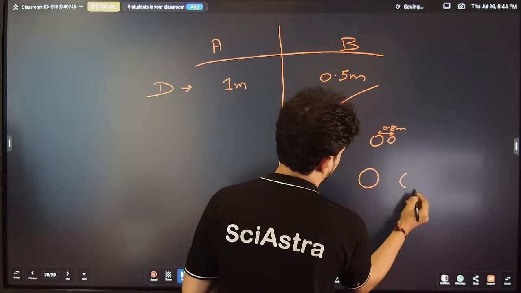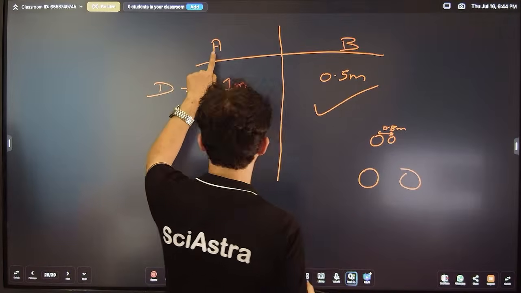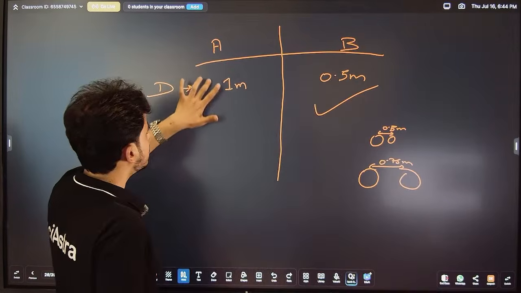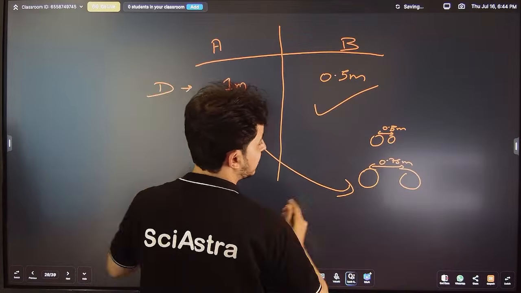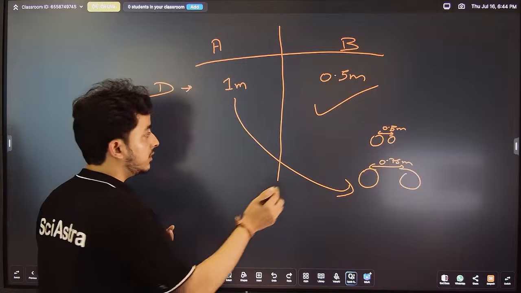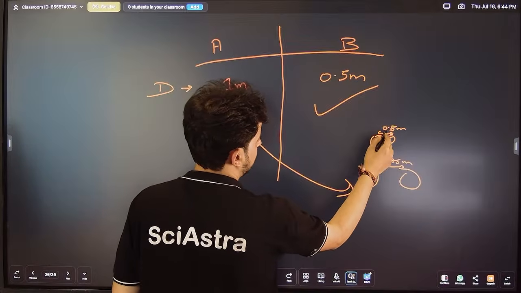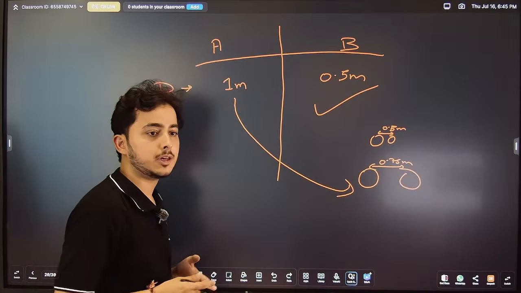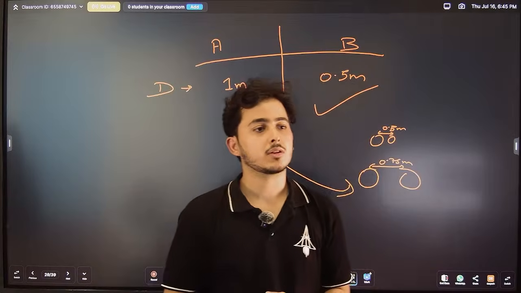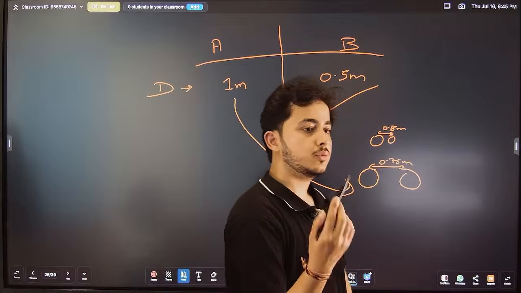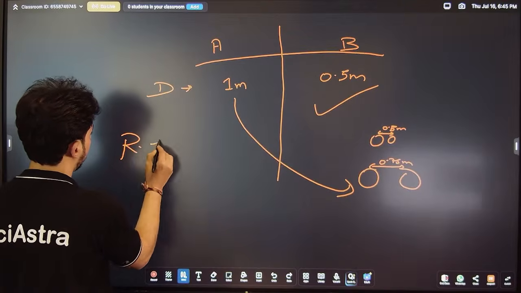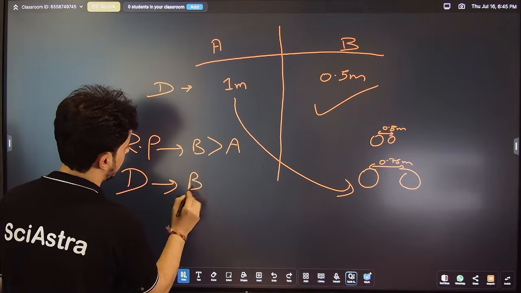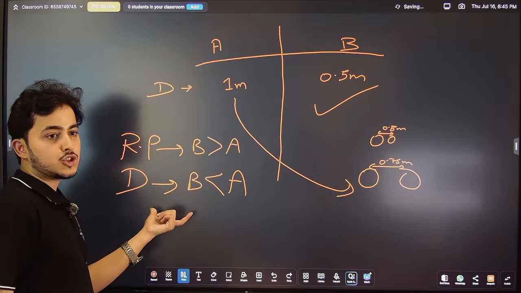But if the objects are, let's say, for the A microscope, 0.75 meters apart, this microscope will not be able to detect these two objects as separate cells or separate entities. But for this microscope, if you consider, the minimum distance required is 0.5 meters. So if the distance is 0.75, then it can distinguish them as separate entities. So is this part clear? Why B is a better microscope than A? We say that the resolving power of B is greater than A because the limit of resolution of B is less than A. Is this relationship clear?